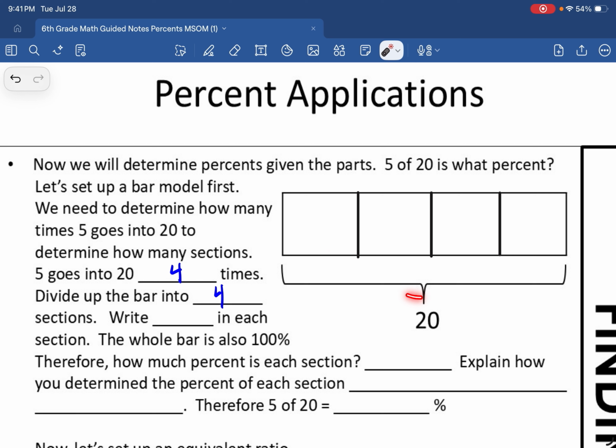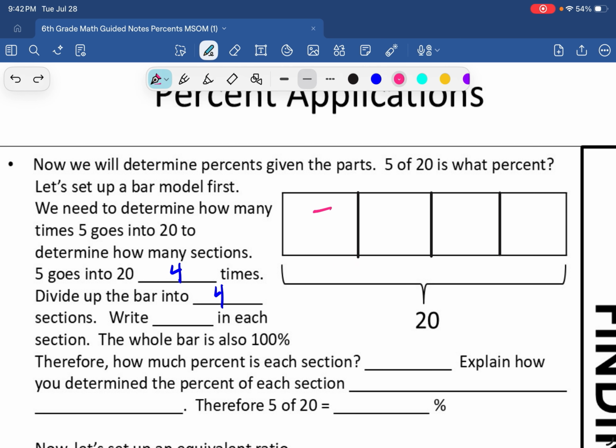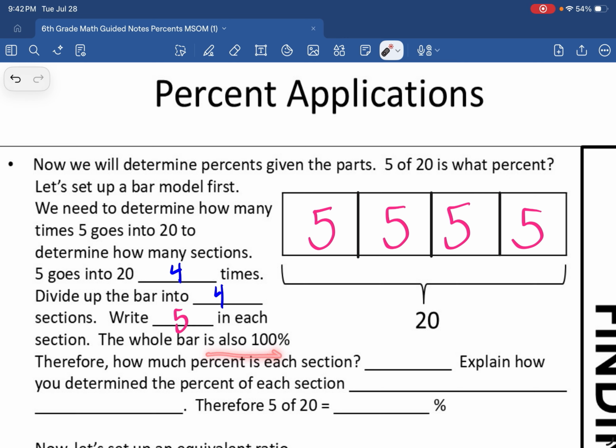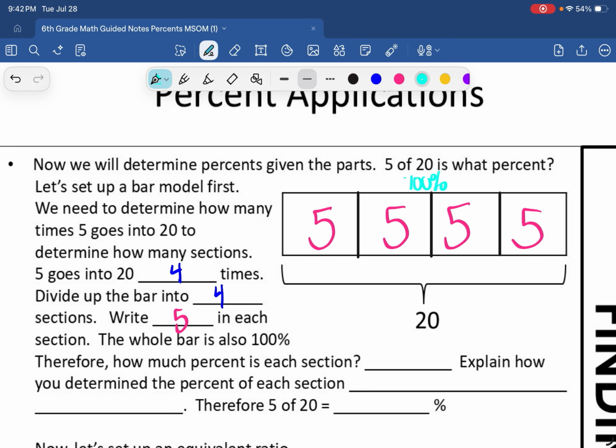So 20 divided by 4 is 5. Each section will be 5. This whole bar is 100%. Therefore, one of these is going to be 25% because 25, 50, 75, 100. So I'm taking 100% and I'm dividing that up. So each of these will be 25%.